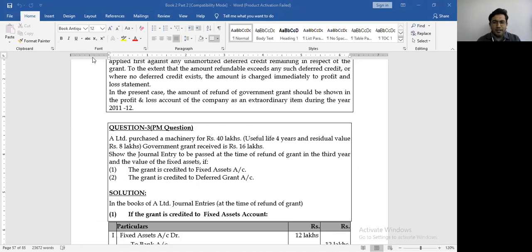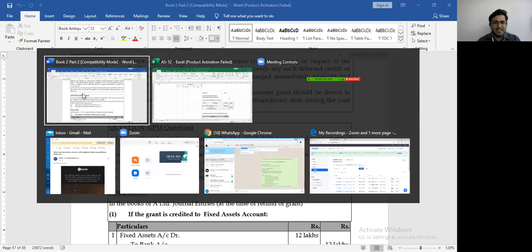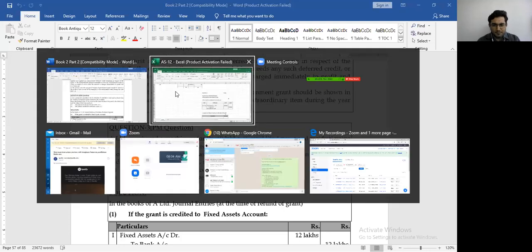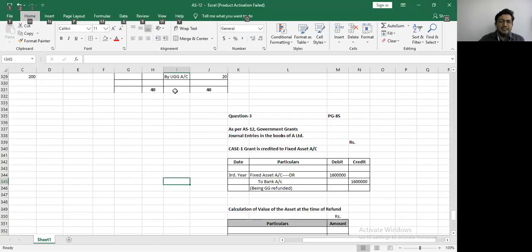What is to be done? Show journal entry at the time of refund in the third year and also the value of the asset. Two things are asked. First, if we use the capital approach, what should we do? So we decided that when we use the capital approach, we increase the value of the asset. So fixed asset account debit to bank account by the amount of refund, which is 16 lakhs. Being government grant refunded. The first one was absolutely simple. We had to increase the cost of the asset, which we did.